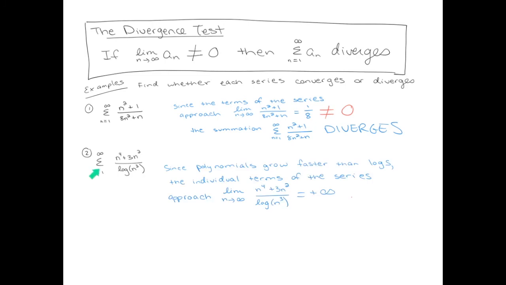Let's do another one. Again, we will temporarily ignore the summation sign. Polynomials grow faster than logarithms, so the numerator will grow faster than the denominator, and overall, the limit of the individual terms is infinite. Infinity is clearly not zero, so we're adding up an infinite number of things where individually they're getting bigger and bigger, so the summation must also diverge.